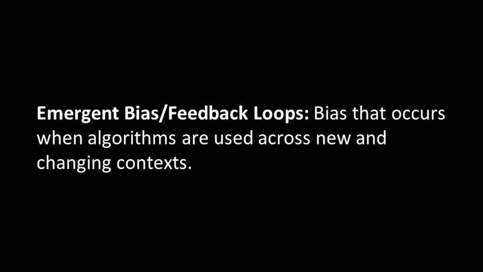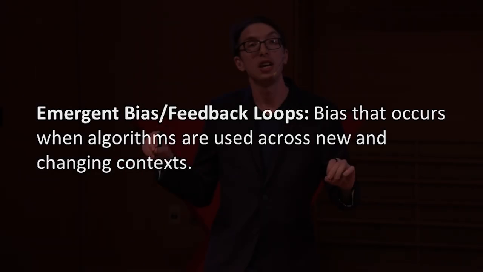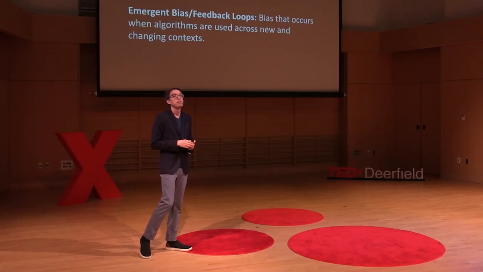Emergent bias and feedback loops happen when we take algorithms from a certain scenario and apply them across new and changing contexts without accounting for those contexts. In particular, feedback loops happen when an algorithm generates real-world data that is then fed directly back into the algorithm to generate more data. Consider your social media feed. If you're old like me, your Facebook feed. If you're young like you, your TikTok feed, which generates data based on clicks to generate engagement data.